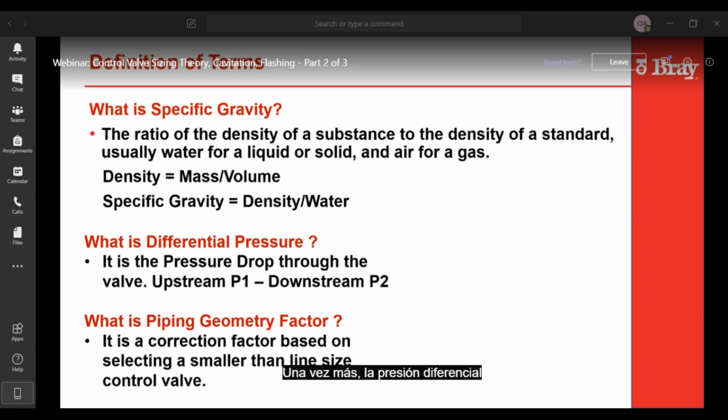Again, differential pressure is the upstream pressure minus the downstream pressure. That's your pressure loss through the valve. And then the piping geometry factor is a correction factor based on pipe area reduction to go to the valve, and then expansion when it comes out of the valve if you go back up to the line size pipe.